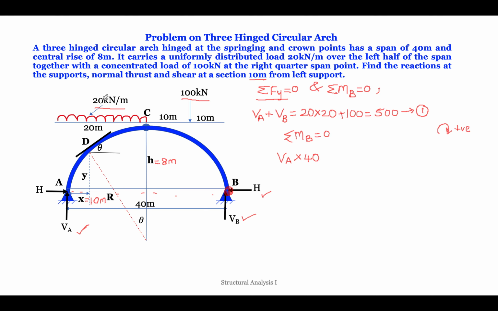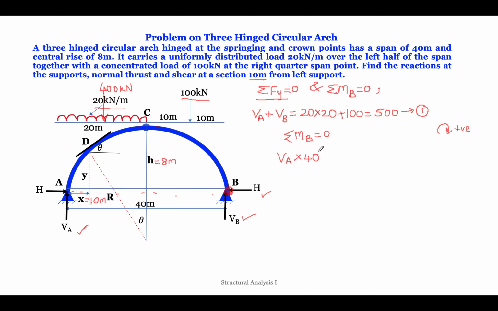So UDL is 20 into, it is acting over the span of 20 meter. So 20 into 20, 400, and its CG distance, it will act here. So 20 into 20, that is 400 kilonewton, it will be here. 400 kilonewton into perpendicular distance. So what is the distance here? If you just see here, how much is the distance till support B? So that is 10 plus 10 plus 10, so 30.